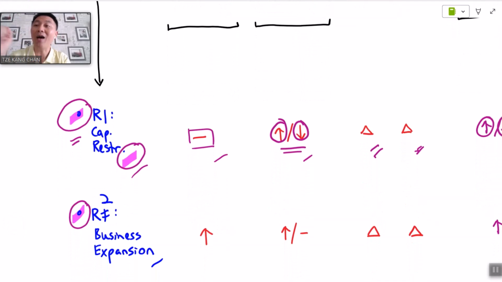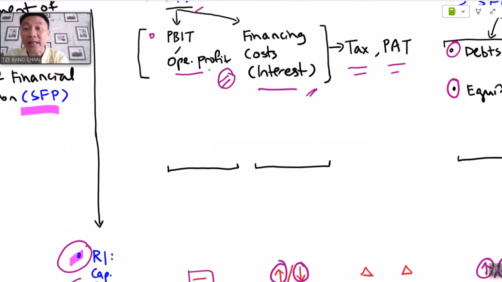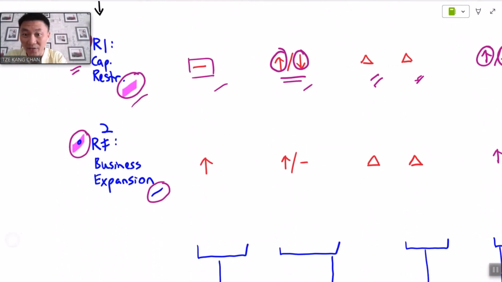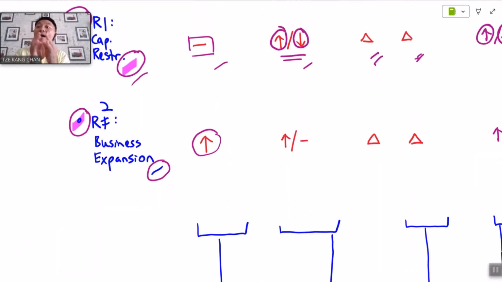Let's take a look at R2, whereby it denotes the expansion of the businesses, which we have mentioned earlier. With these kinds of changes, first and foremost, it is likely that the profit before interest and tax, the operating profit, would have gone up due to the enhanced earnings capacity. The company would expect to generate more profits according to the statements given by the questions.